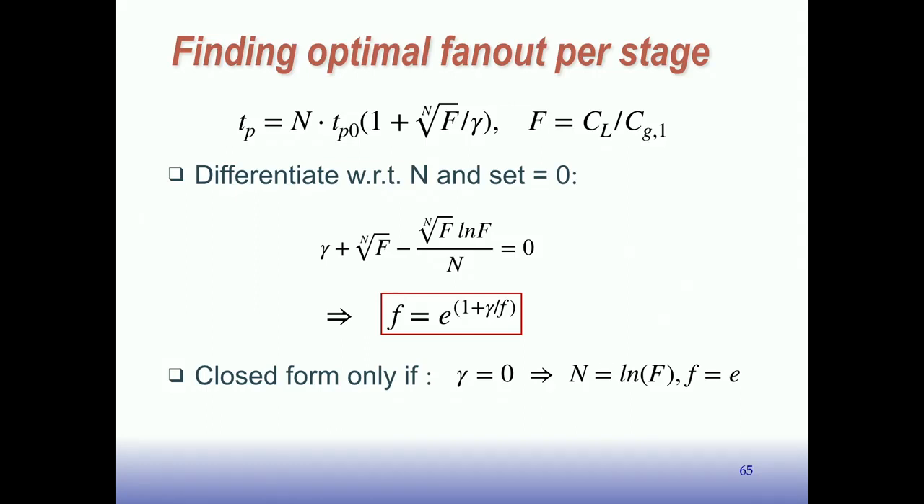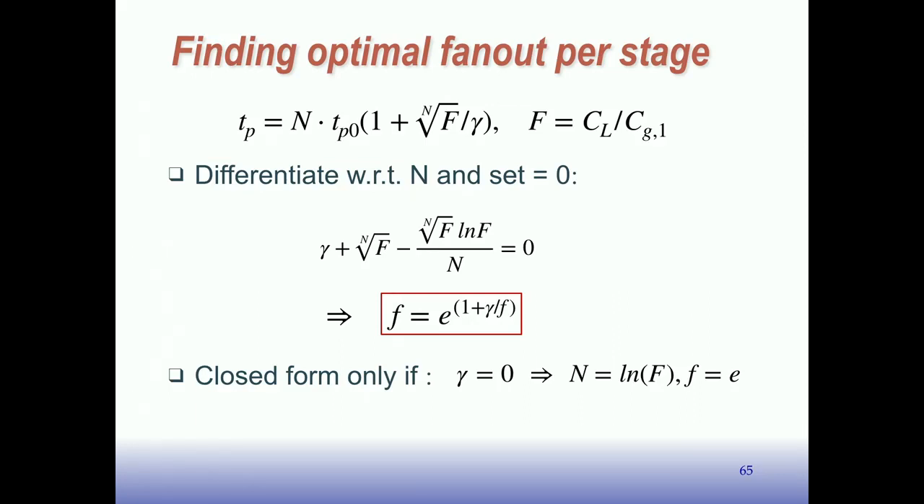So f is equal to, and you can see it has a natural log, because the differentiation brings natural log in, and then the solution ends up bringing an exponential in. So you get f is e to the 1 plus gamma over f. So there's no really simple closed form solution for this. There's only a closed form if you let gamma equal 0.